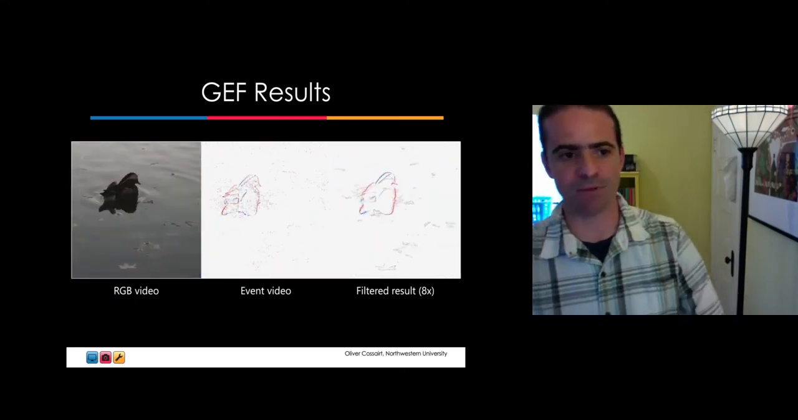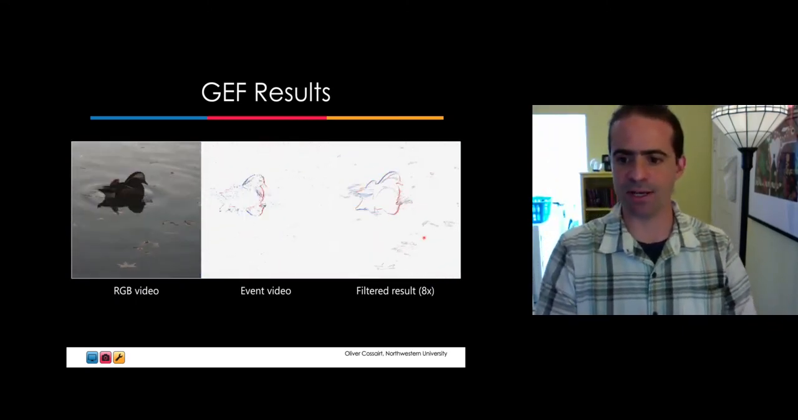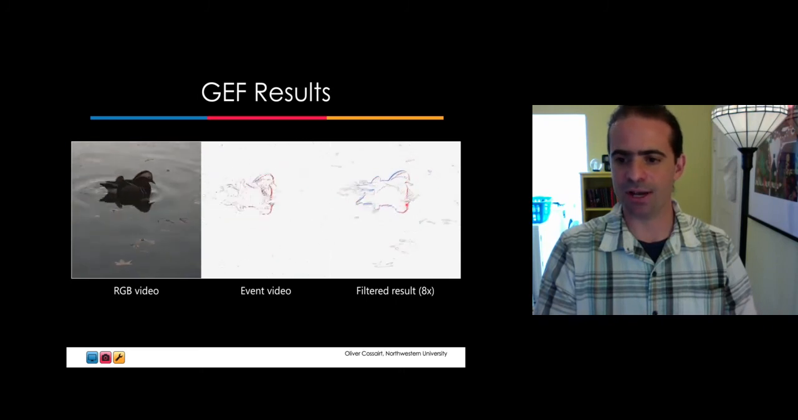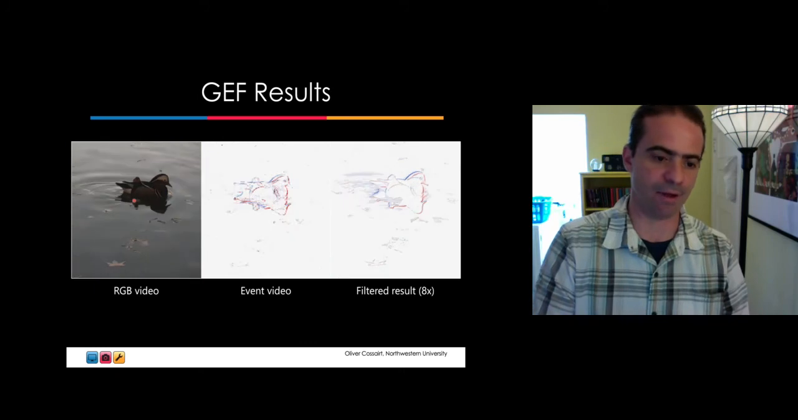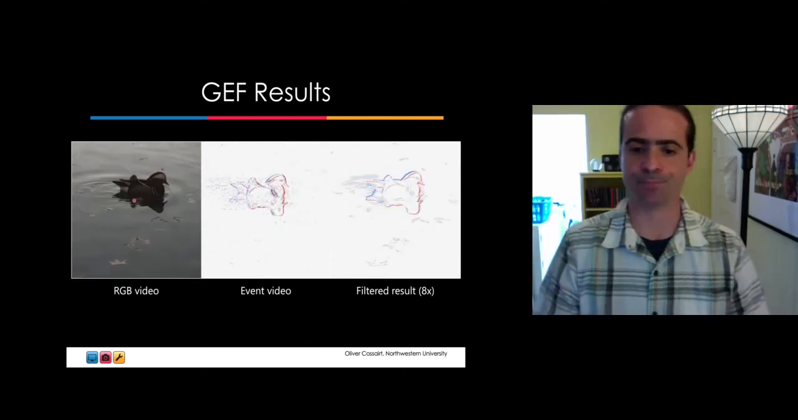Here's another example of this duck scene where you can see really nice fine detail edges that look very consistent, again, with what you can imagine the gradients of the intensity frames that you're seeing as well.